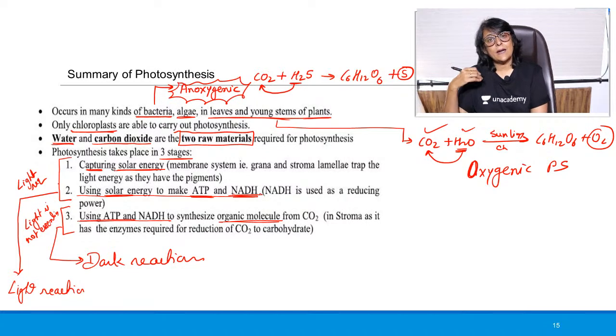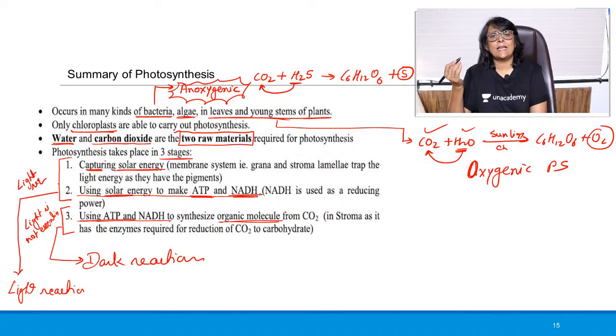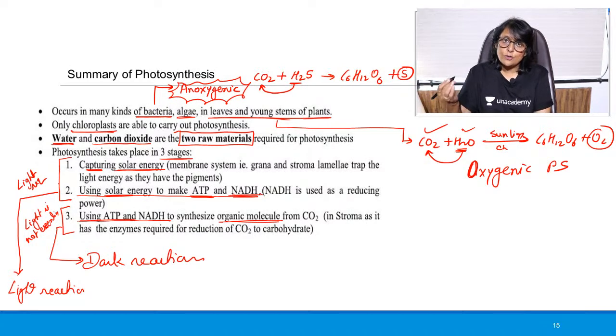Now ATP is ready, reducing power is ready. Now it is to be used to reduce carbon dioxide so that we get carbohydrate. Light is not essential. This step can take place in presence of light or in absence of light also. So it is light independent reaction, and so it is called dark reaction. Okay.